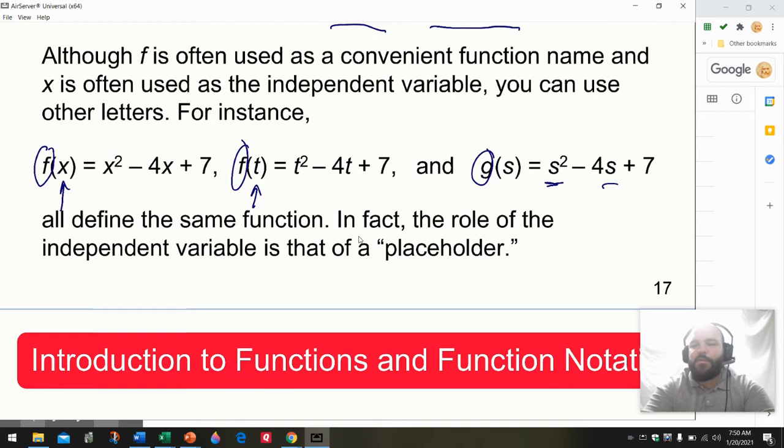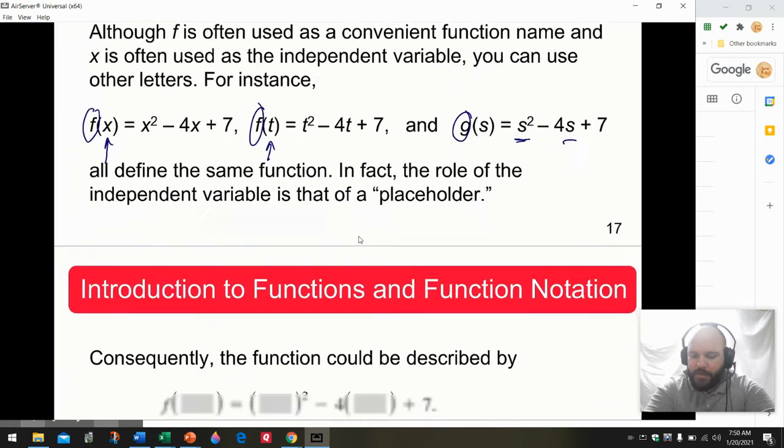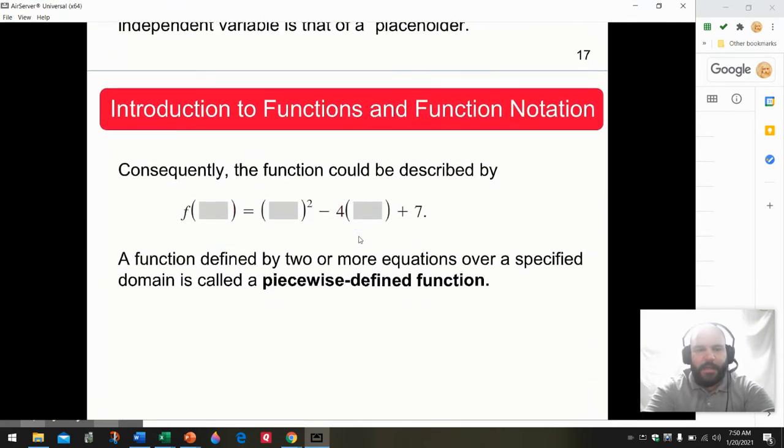As a general rule, they tend to use the letters around f, g, and h as the function names, and then they tend to use the letters at the end of the alphabet for the actual variables you're going to substitute in for. So in other words, x and y and z and s and r, and t tend to be the variables. And then the function names tend to be letters at the beginning of the alphabet.